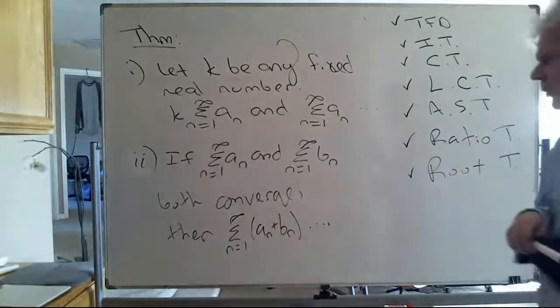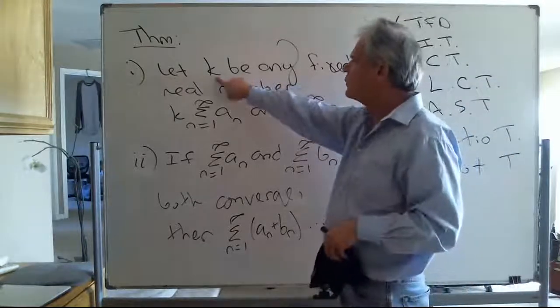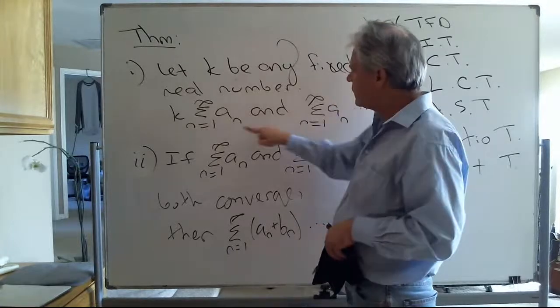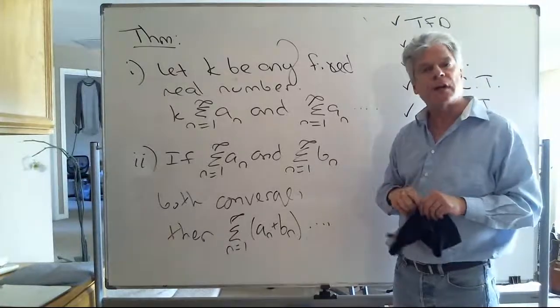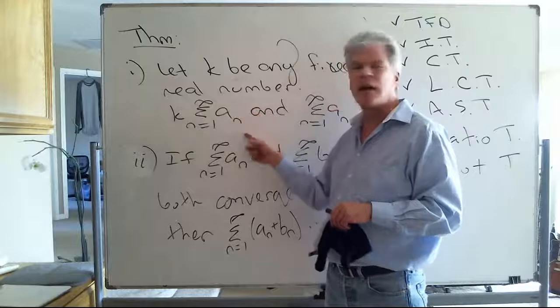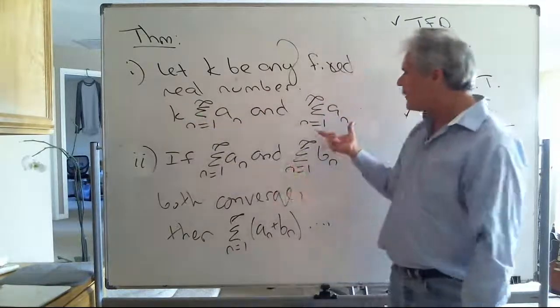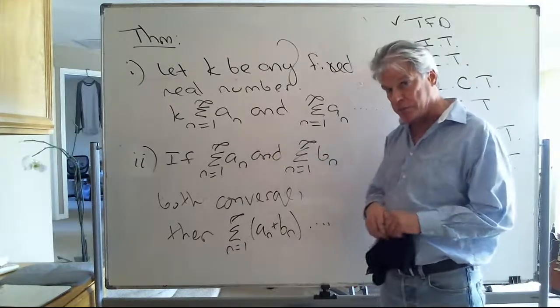A couple of small tools I need in my back pocket before we move on. Let's consider some fixed real number k, and take a peek at these two series. They're both going to converge or they're both going to diverge. In other words, if I try to determine if a series like this converges or diverges, oftentimes what I'm going to do is neglect that constant and just identify whether or not this series converges or diverges. And whatever it does, that one's going to do.